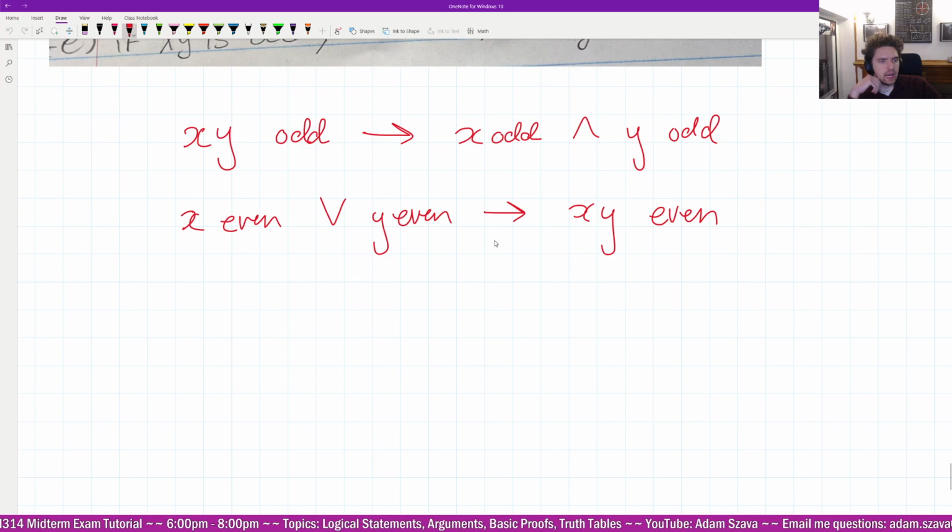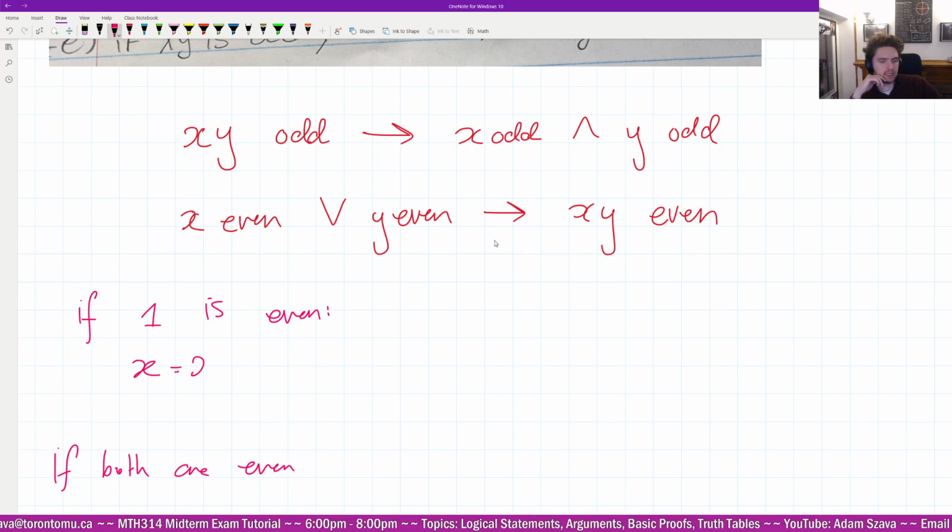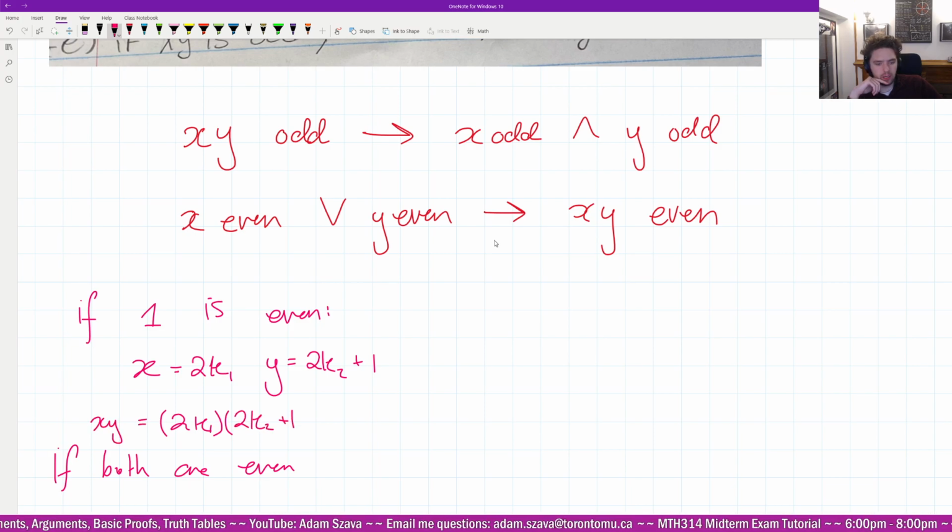So let's see. I just try it. If x is even, so if either one is even, it's either one, both, or the other one, right? So it doesn't really matter. I just have to check if one is even, and I have to check if both are even. Let's choose x to be the first one. X is 2k1. Y is, let's say, 2k2 plus 1. Then xy is 2k1 times (2k2 plus 1), which is 4k1k2 plus 2k1, and this is even because it's 2 times (2k1k2 plus k1).